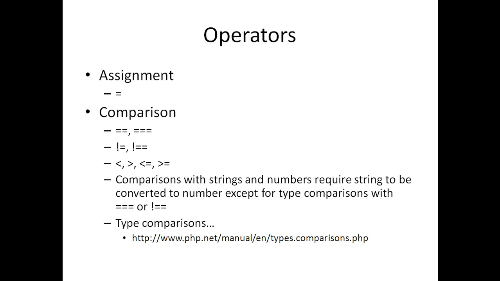Okay. Comparisons with strings and numbers require the string to be converted to a number, except for type comparisons. So if you are comparing a string to a number, the string gets converted to a number. If you're using the triple equals or the not double equals, you are doing type comparisons. For more information on type comparison, there's the URL on the php.net site that you can look up. I typically hardly, if ever, use type comparisons in my code. Putting it out there because I want to give you a complete listing of the operators.